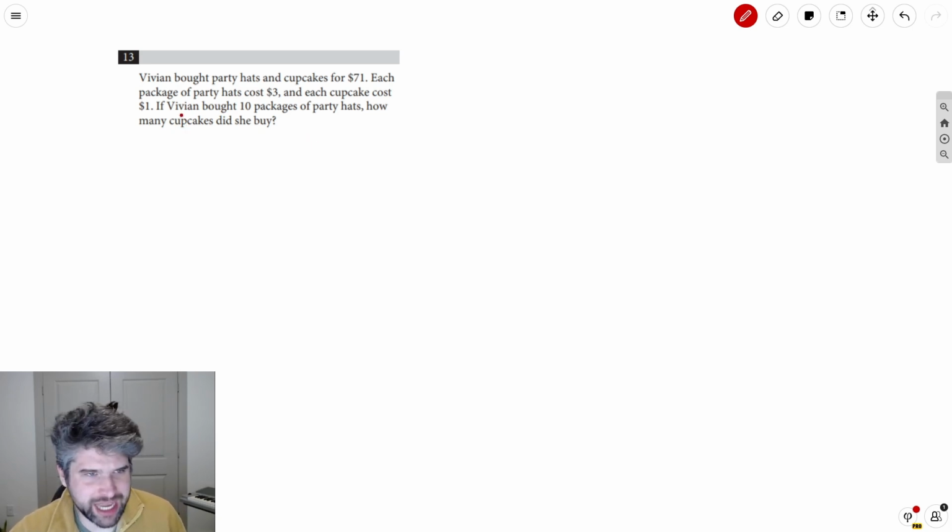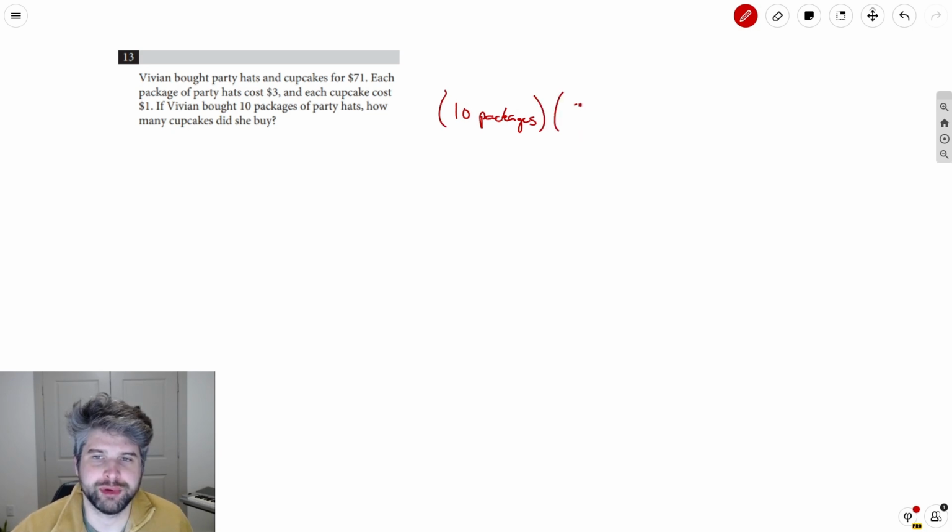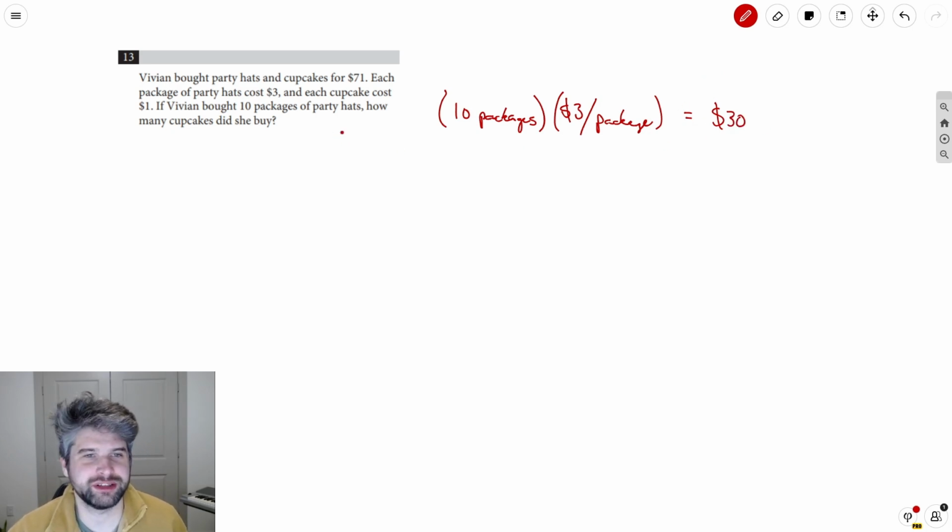So the first question that you should ask is, well, we know how many packages of party hats she bought. So how much did she spend on party hats? We can take that away from $71 and figure out how much she had left over to spend on cupcakes. If each package of party hats cost $3 and she bought 10 packages, that means 10 times 3, 10 packages times $3 per package, will get you $30. So she spent $30 on party hats.